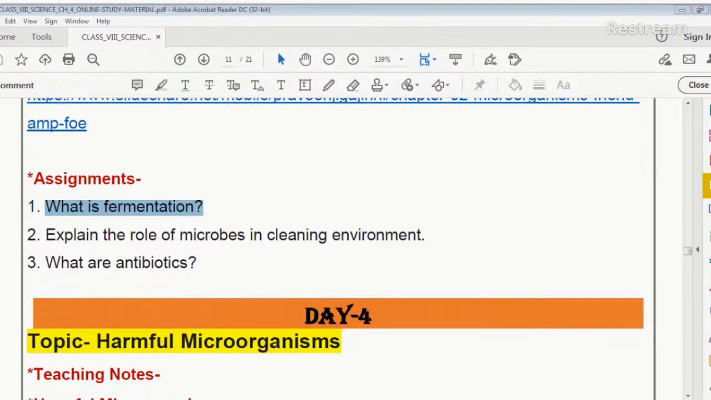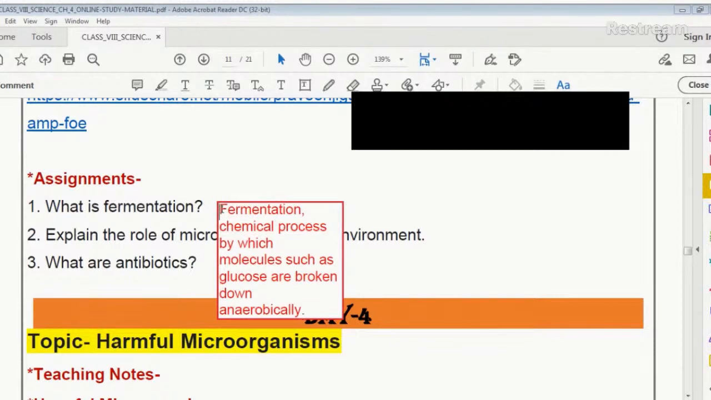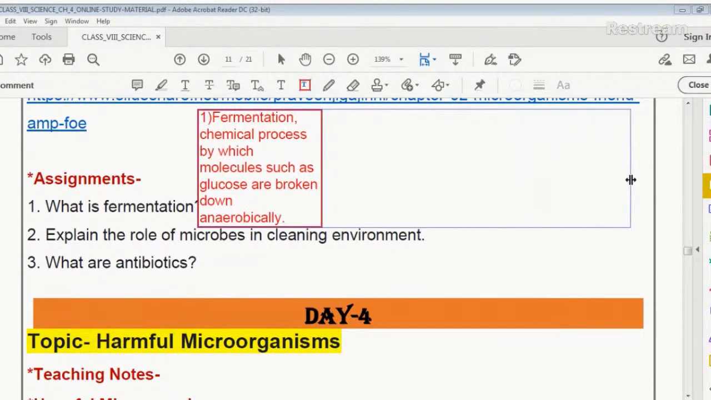Yes, fermentation is a chemical process by which molecules such as glucose are broken down anaerobically. Okay, I will write it down here. So this is number one. It will be easier for you if I write it down.